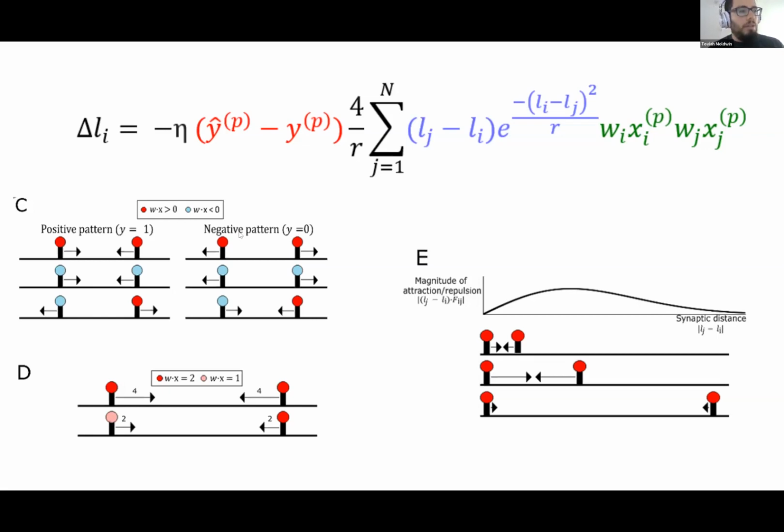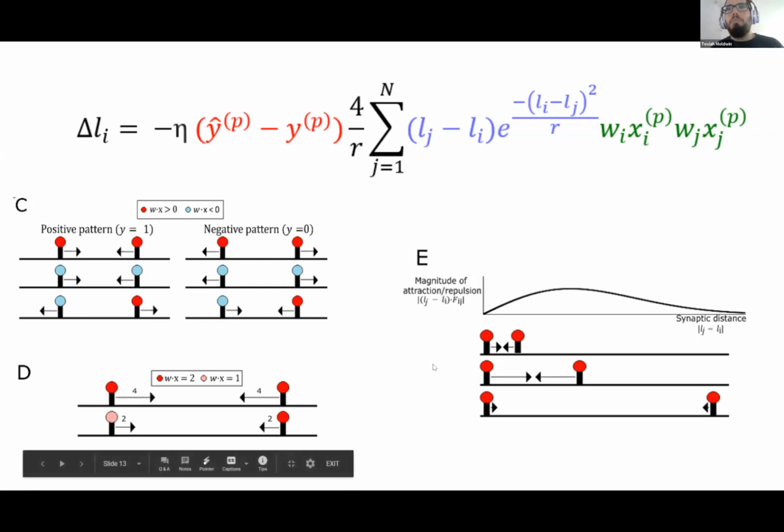And the reason for this is pretty simple, because this is a multiplicative rule. A negative times a negative is a positive, and a positive times a positive is a positive. So if you want to increase the activation, you want to put positives together and negatives together. And if you want to decrease the activation, you do the opposite. So that's the weighted input dependence. There is also a dependence on the magnitude of the weighted input, which is straightforward. The magnitude of the attraction or repulsion depends on the magnitude of the weighted input.